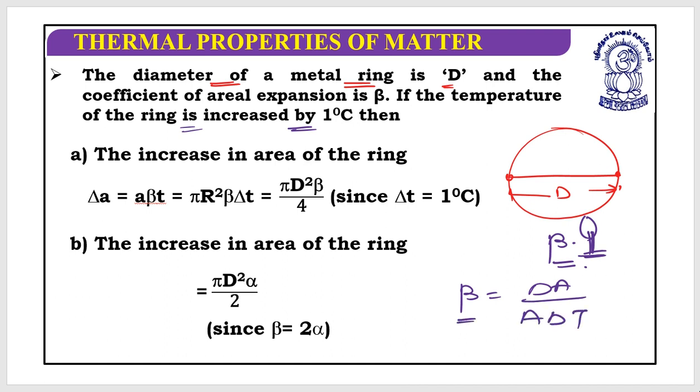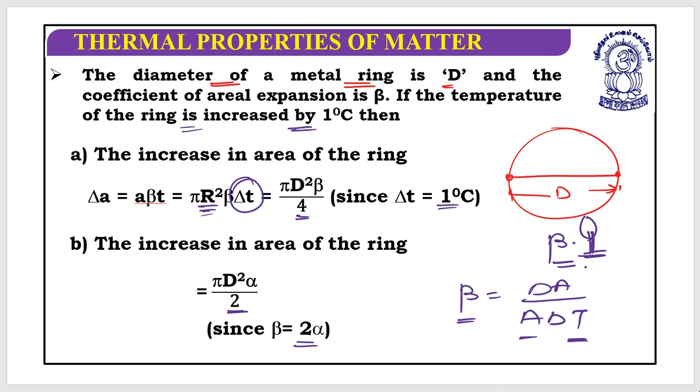So delta A is equal to beta into A into delta T, and its area is equal to pi r square into beta into delta T. But I have been given that delta T is equal to 1 degree Celsius change. If I write this based on the diameter, the radius r is equal to d by 2, and r square is d square by 4, so the increase in the area is pi d square beta by 4, which is pi d square alpha by 2, because we know that beta is equal to 2 alpha. If you don't know this, we are going to derive this, don't worry. I hope this is clear.